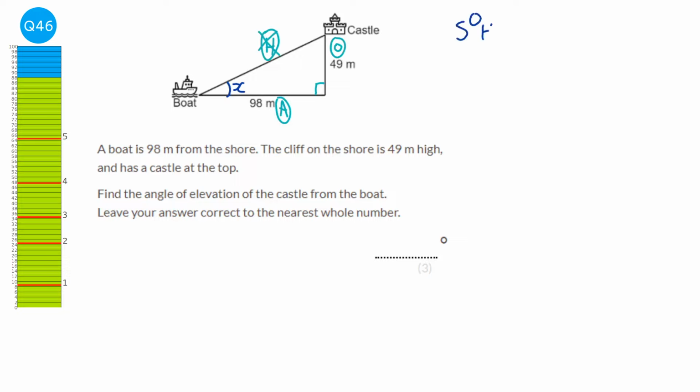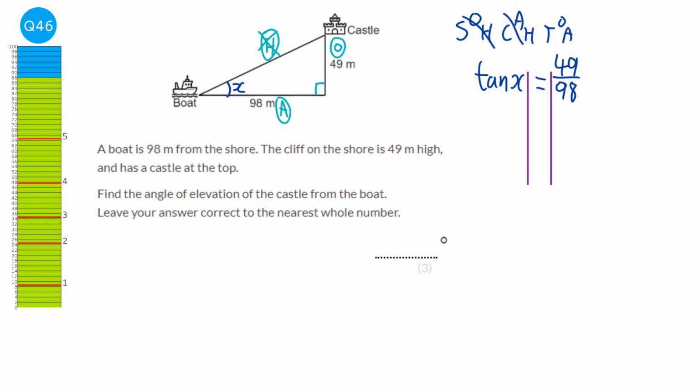Let's just put our SOHCAHTOA in. So we've crossed out the hypotenuse, so it won't be sine or cos, it will be tan. So it will be tan x is equal to the opposite, which is 49 over 98. Get our lines in. And we're going to do the inverse tan of both sides.